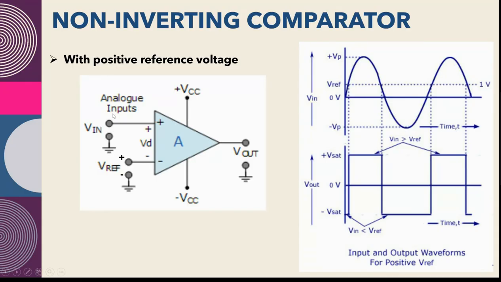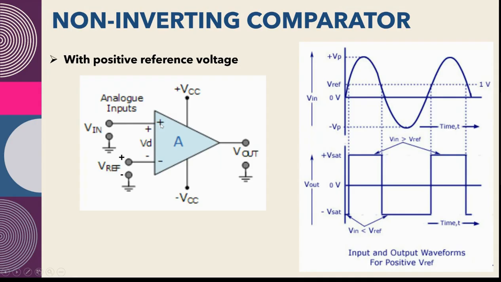Non-inverting comparator means the input signal we will give to the non-inverting terminal. Inverting comparator means the input signal we will give to the inverting terminal. The inverting terminal is negative, the non-inverting terminal is positive.